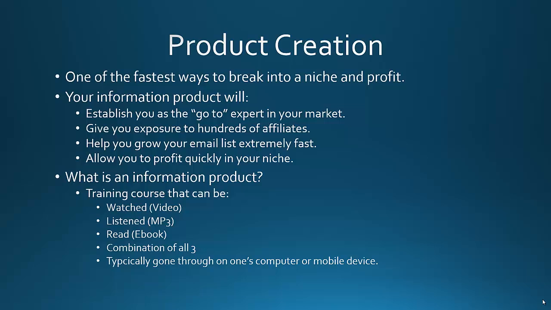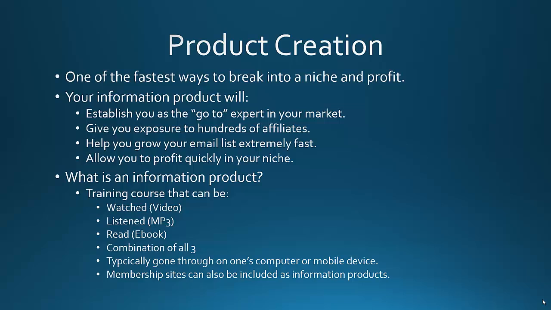Sometimes it can be obviously like a regular book or a workbook or a DVD course or CD training, that kind of stuff. But most of the time, a training course, an info product, is something that can be watched, listened, or read. Or again, it's a combination of all three. There's some courses that have some reading involved, like through an ebook. They have some audio training, and then they actually have some videos as well.